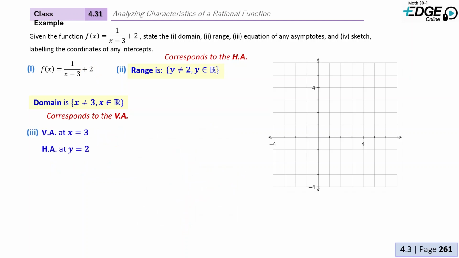So just to recap, our vertical asymptote was at x = 3, really the non-permissible value there. And our horizontal asymptote is at y = 2, because the horizontal asymptote was shifted up 2 units.